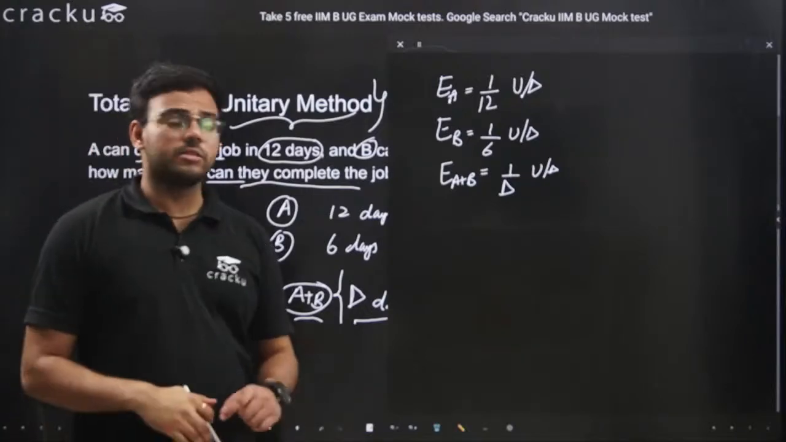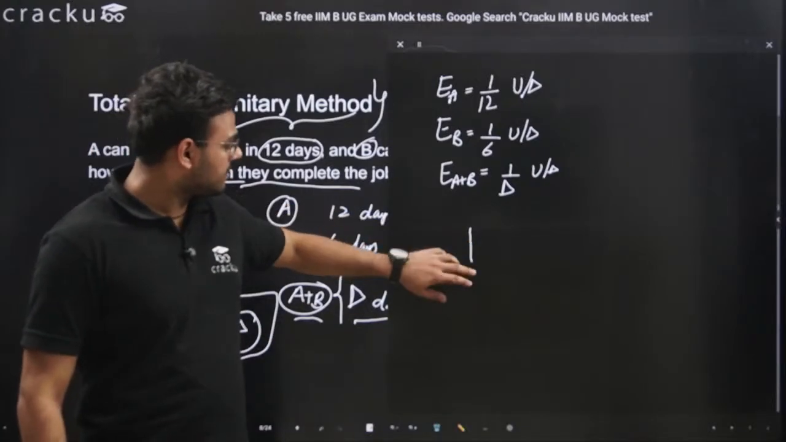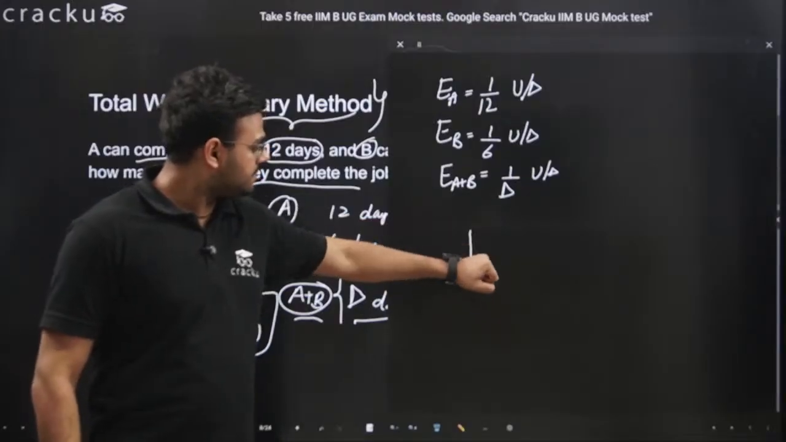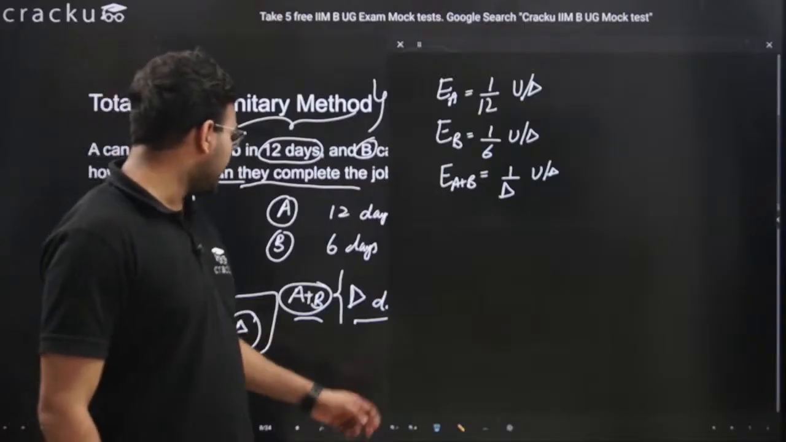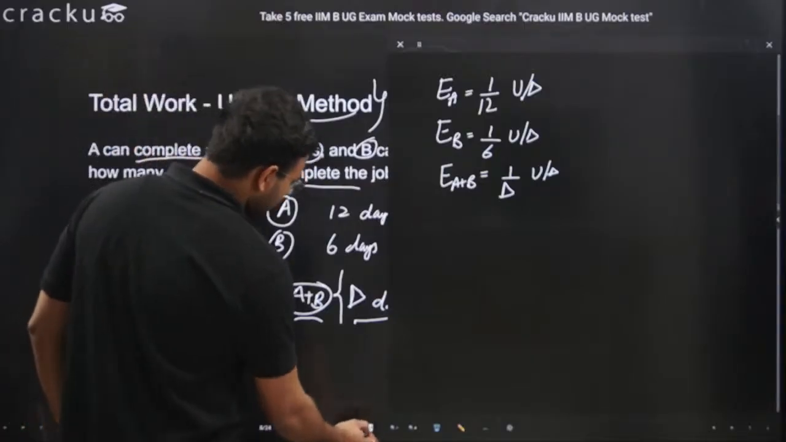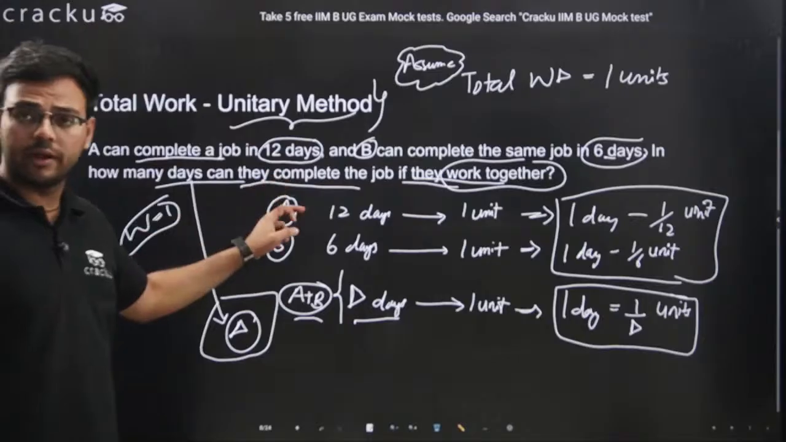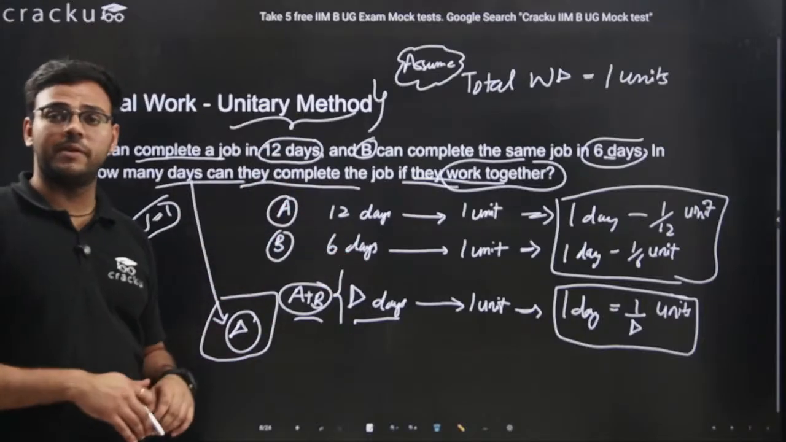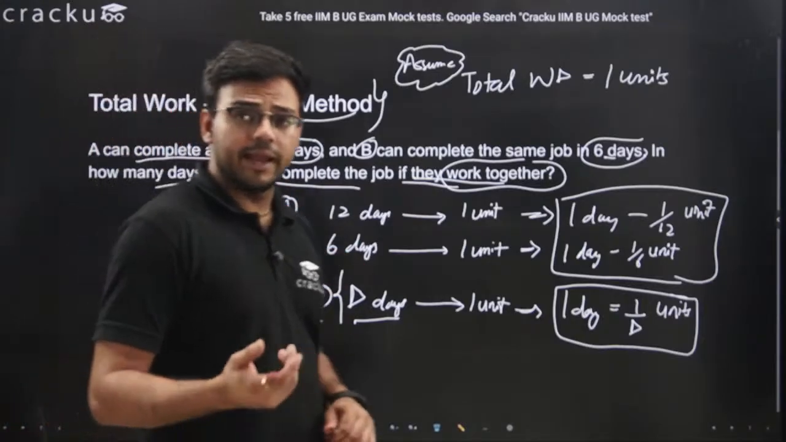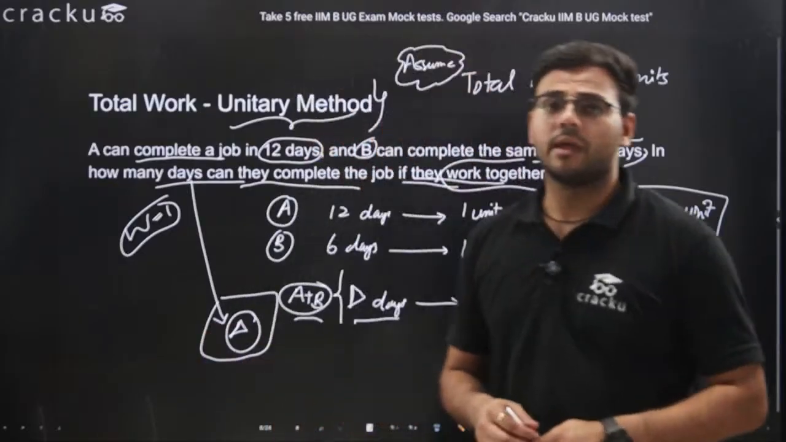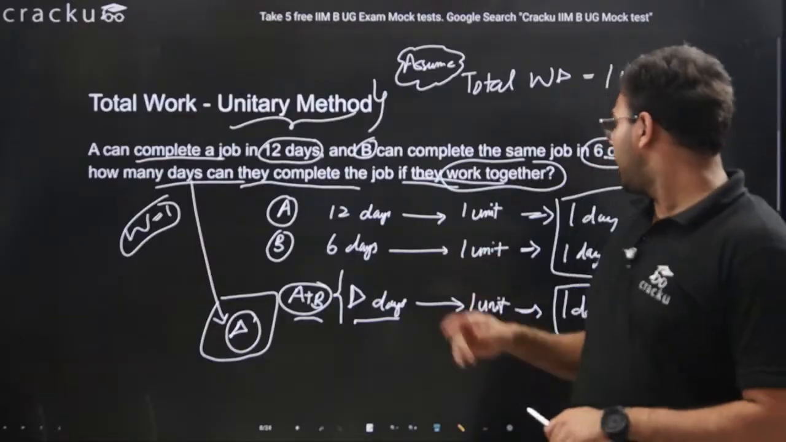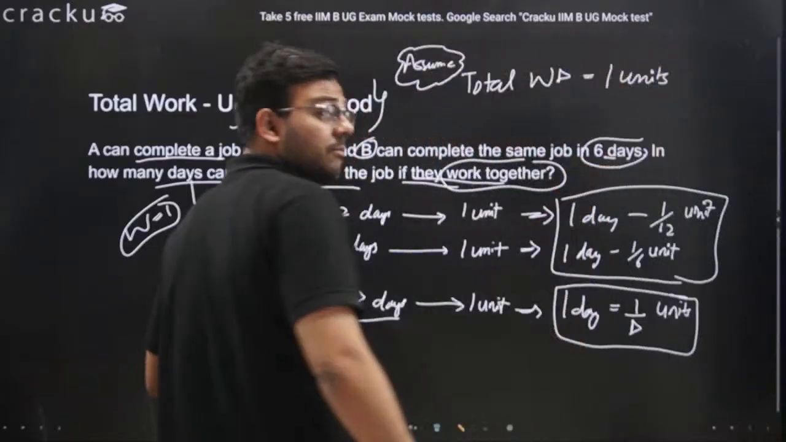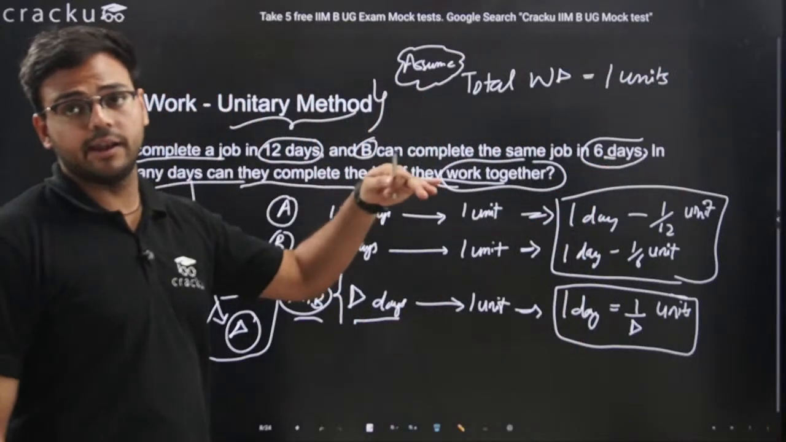One very important concept in time and work is that only the efficiencies are added up. You cannot directly add the number of days. You cannot say that A is taking 12 days and B is taking 6 days, so A plus B working together will take 18 days. It's not correct, because A is working at a different efficiency, a different rate, and B is taking less time, so B is working at a higher rate than A.